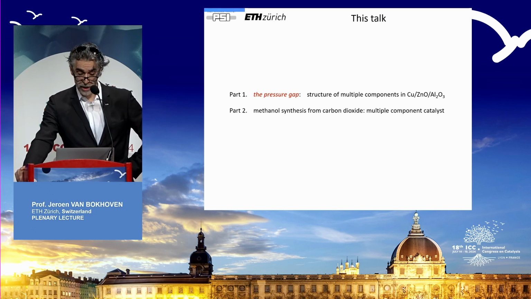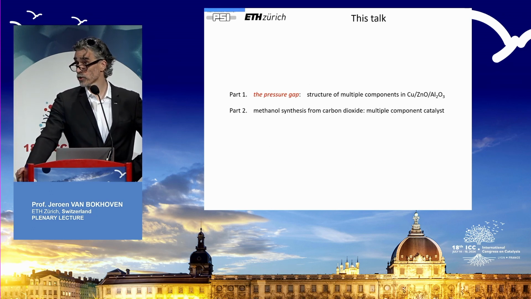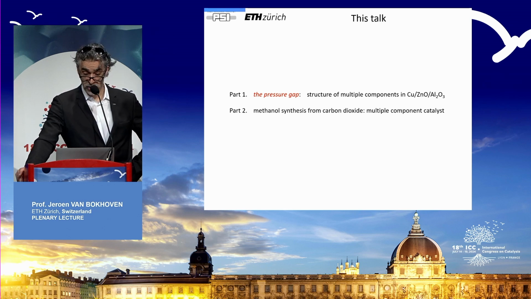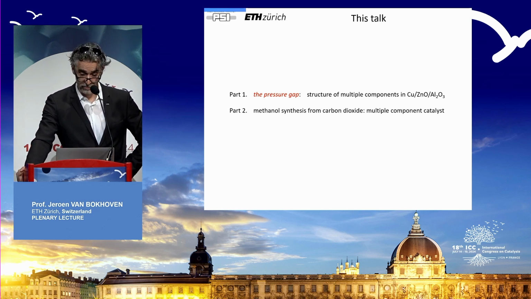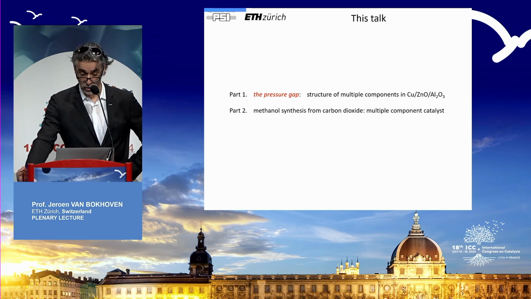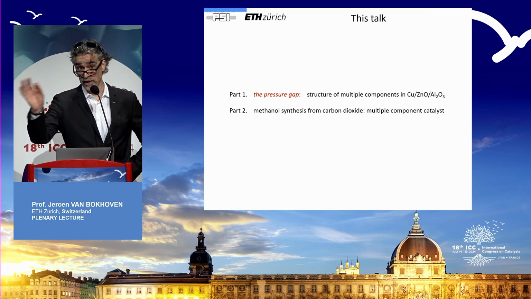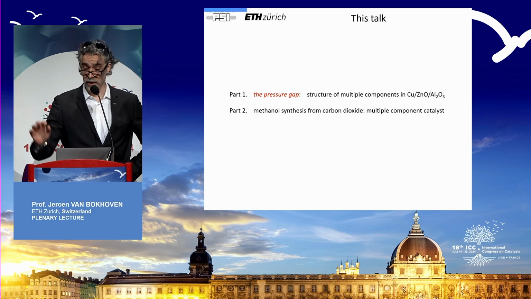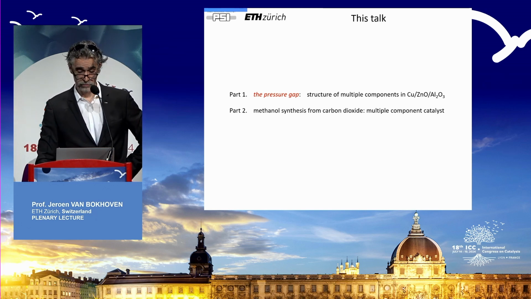So I'll talk about the pressure gap, and I will look at the structure of this copper-zinc oxide on alumina system as function of pressure. I will compare the different components that we have. And in the second part, I will go to the methanol synthesis from carbon dioxide. So under catalytic conditions, I try to identify the different structures and try to relate those to catalytic conversion.